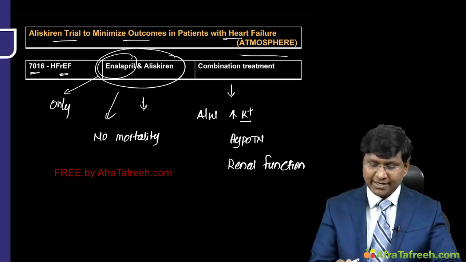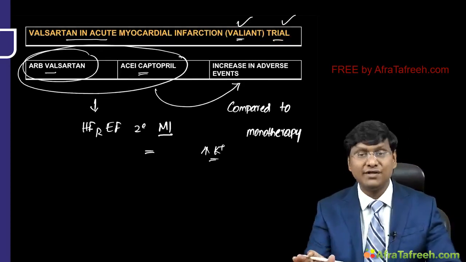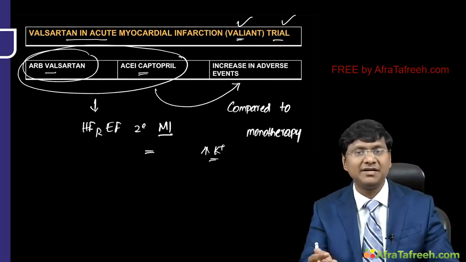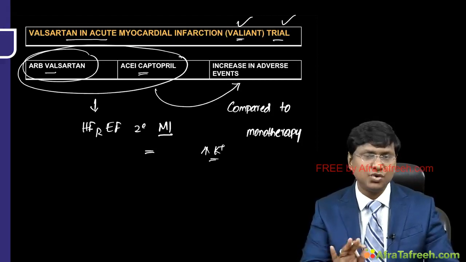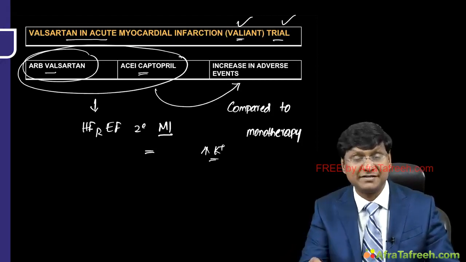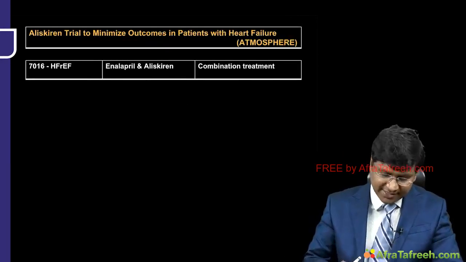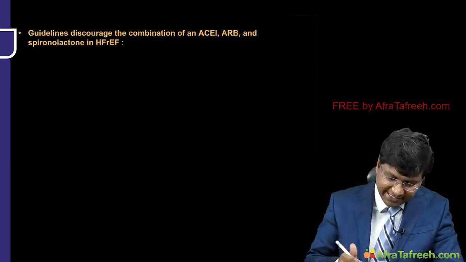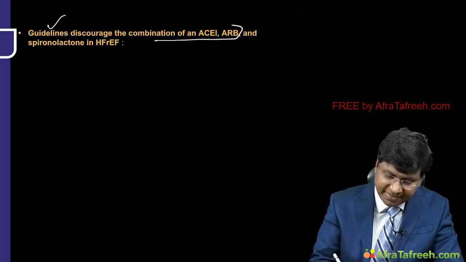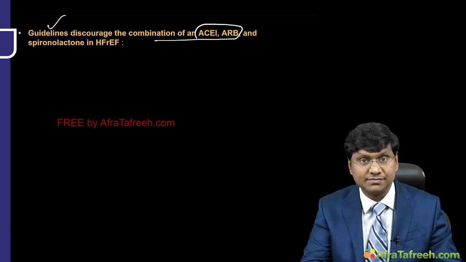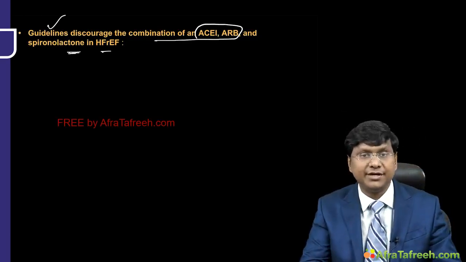So these two trials, the Atmosphere trial and the Valiant trial, showed that you should not give the combination of ACE inhibitors with ARBs or direct renin inhibitors. Don't give the combination, as that will further precipitate hyperkalemia and renal failure. Finally, the guidelines discourage the combination of ACE inhibitors and ARBs, and spironolactone in heart failure with reduced ejection fraction.